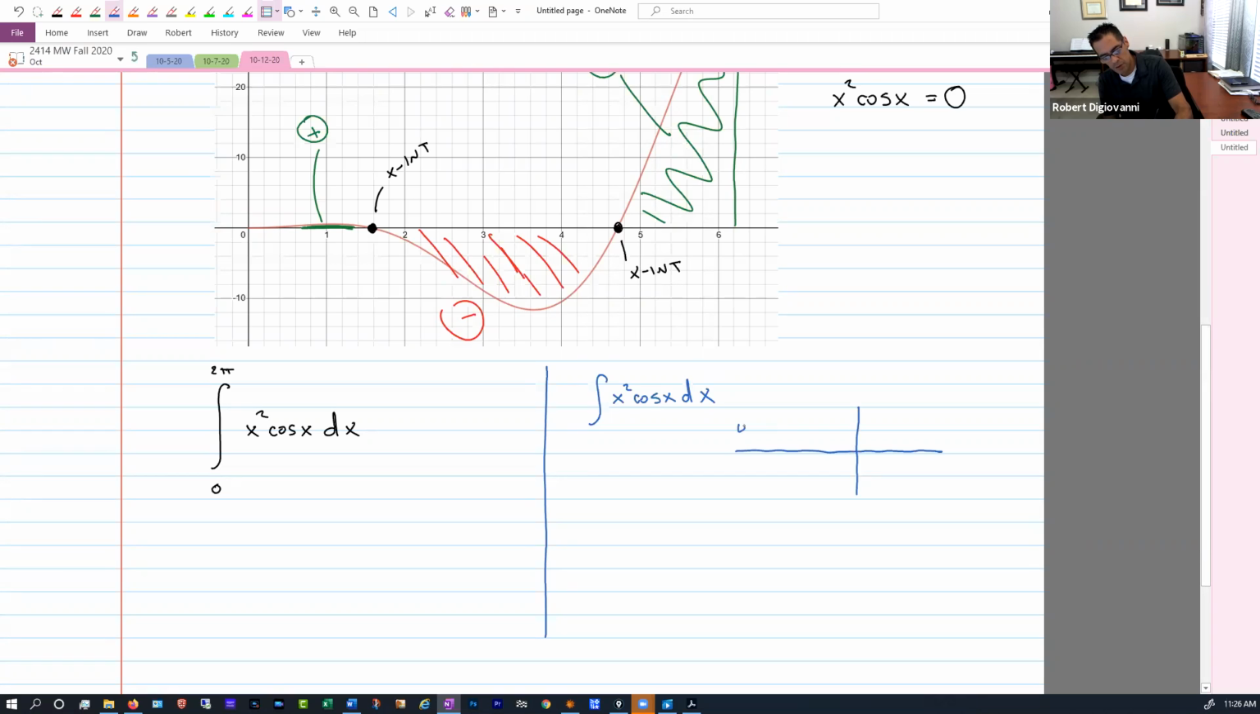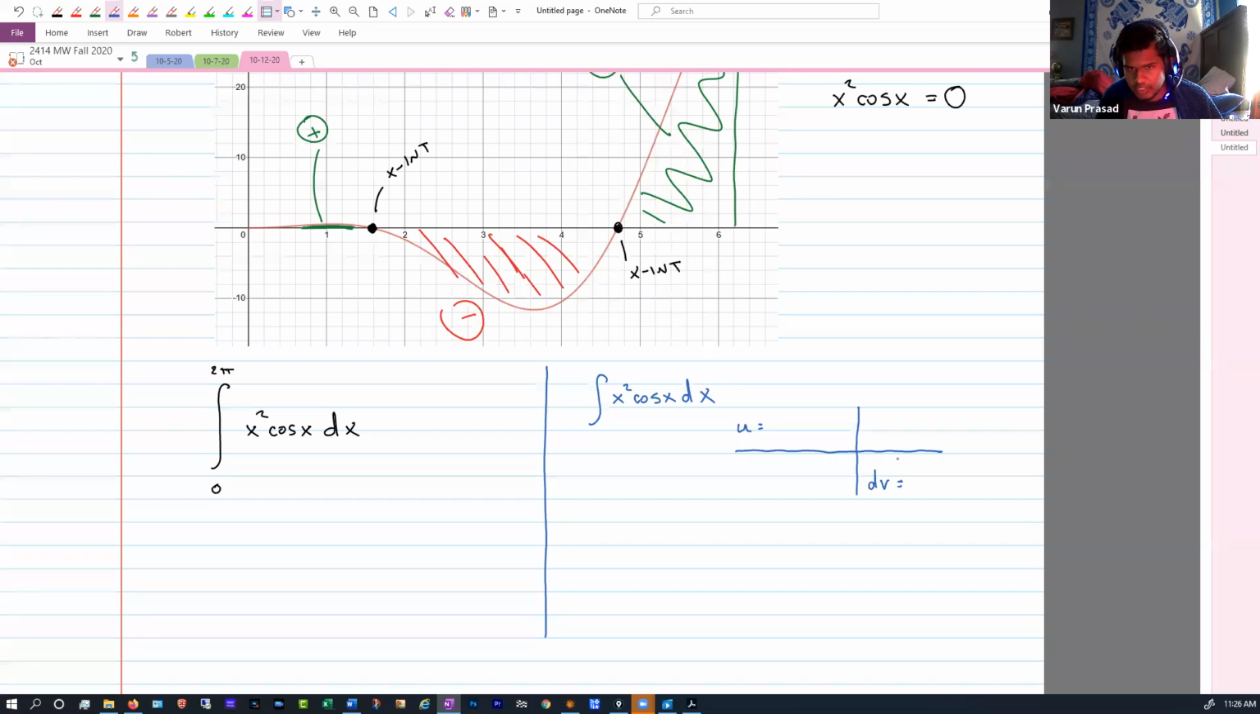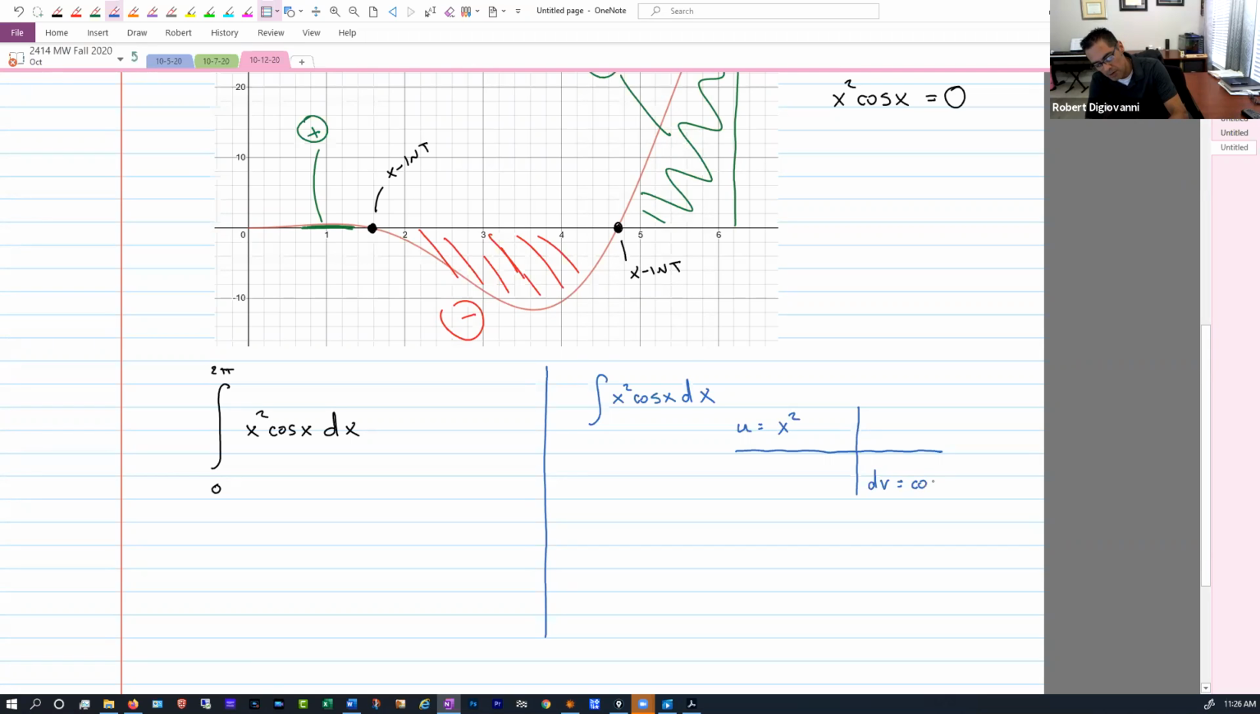What am I going to choose for u, and what am I going to choose for dv? What do y'all think? What would you choose for u, and what would you choose for dv? I'd pick x squared and dv to be cosine x. Yeah, that's a good choice, because in the first step of integration by parts, x squared is going to come down and become a 2x. So the power went down, right? When we do the antiderivative of cosine, we just get sine. So that's just going to switch from cosine to sine. That's not a big deal.